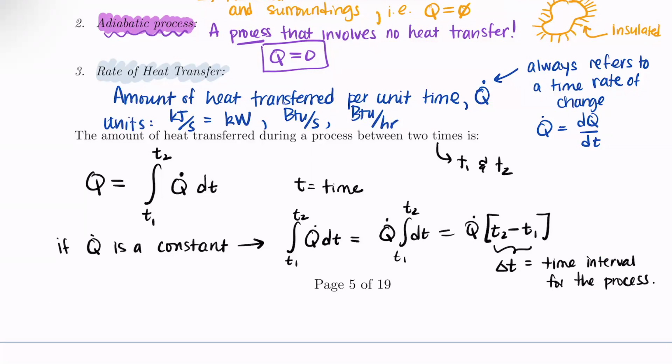And one small note here, Q and Q dot are not properties. Okay. Any questions so far?